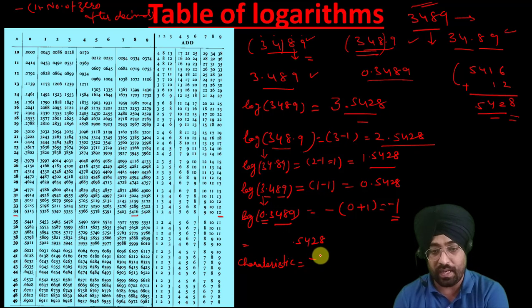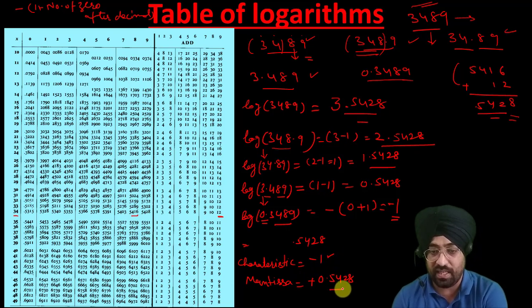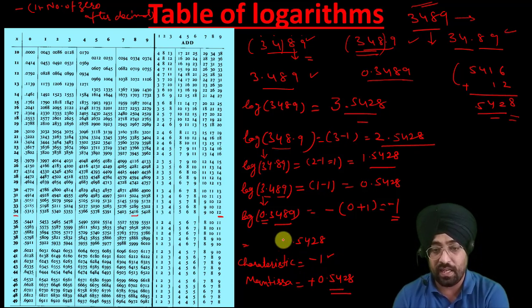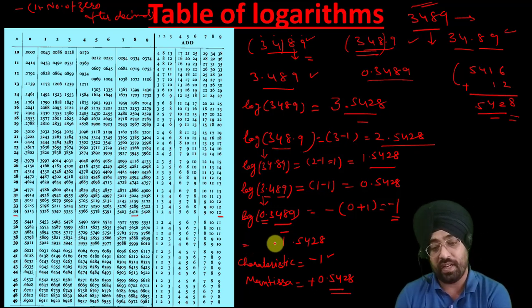Characteristic is equal to minus 1, and your mantissa is equal to plus 0.5428. So when characteristic is negative and mantissa is positive, it is written as 1 bar. That also I have discussed with you. So this means 1 is negative, and the digits after the decimal are positive.